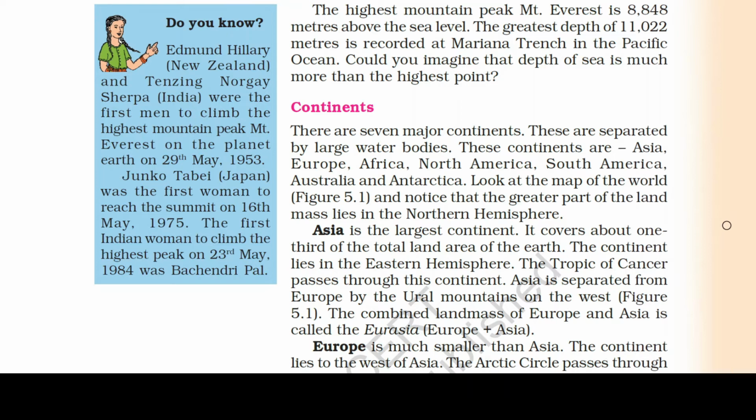So now we will discuss the 7 major continents of the world. These continents are separated from each other by large water bodies. They are Asia, Europe, Africa, North America, South America, Australia and Antarctica. Look at the map of the world, figure 5.1, and you can see that the greater part of the land masses lies in the northern hemisphere.